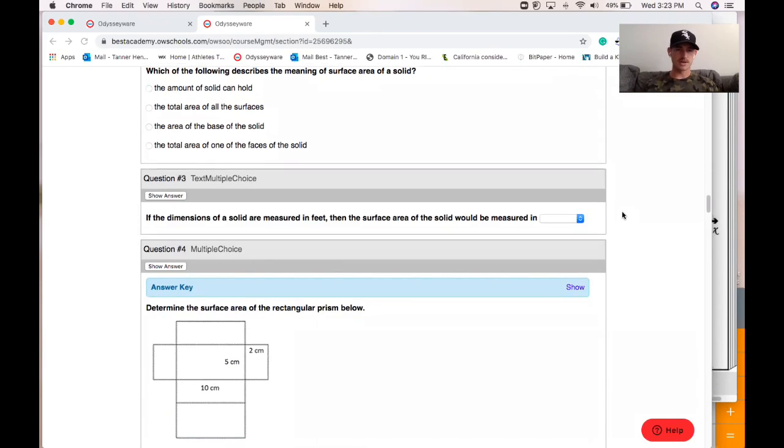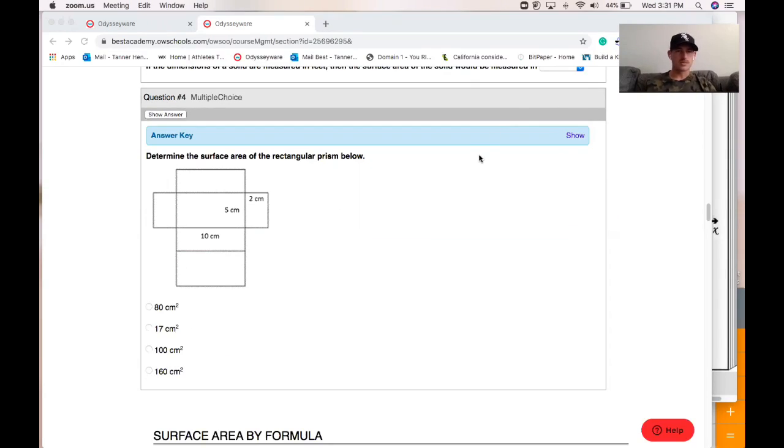Number 3 says if the dimensions of a solid are measured in feet, then the surface area of the solid will be measured in cubic feet. That would be cubed feet or square feet. So it would be square feet if we're talking about surface area. Number 4 says determine the surface area of the rectangular prism below.